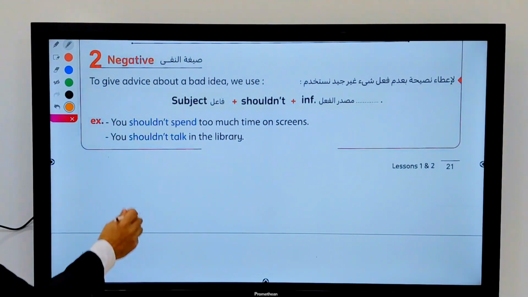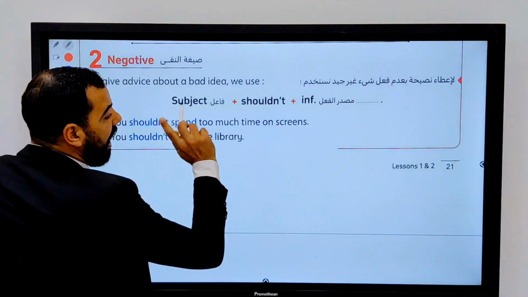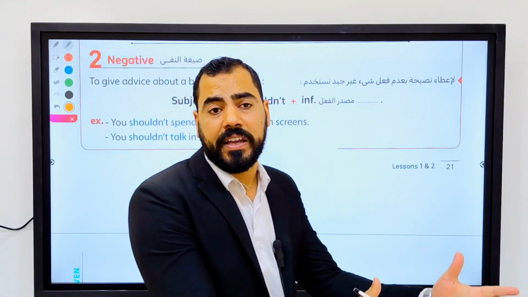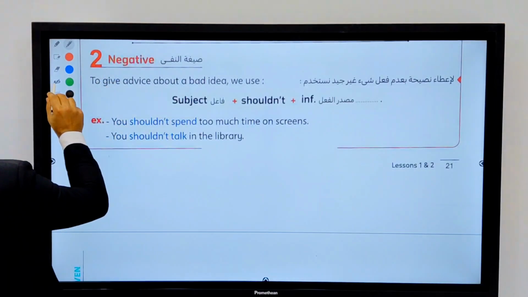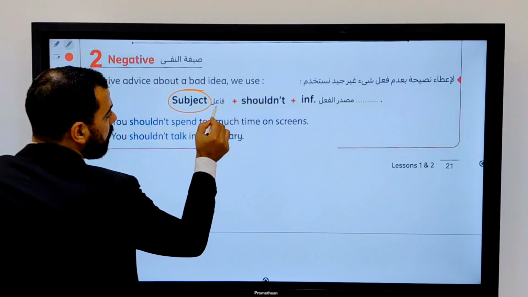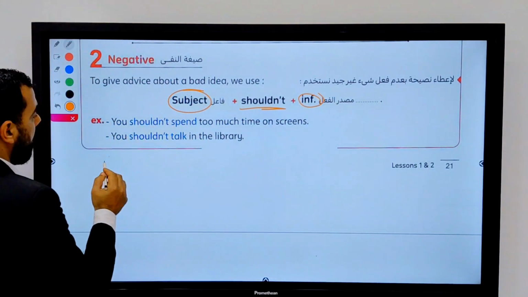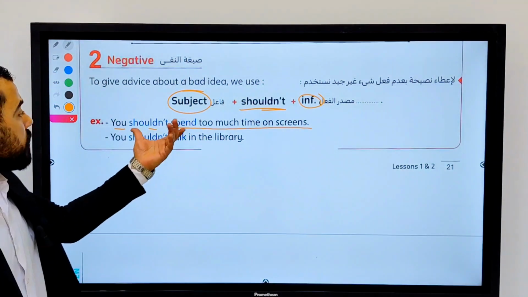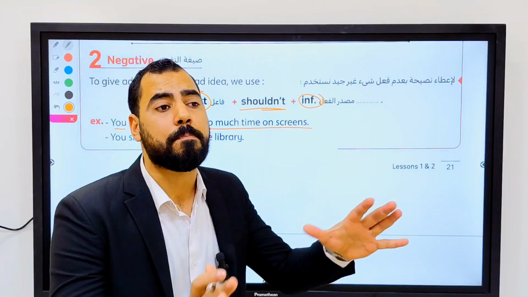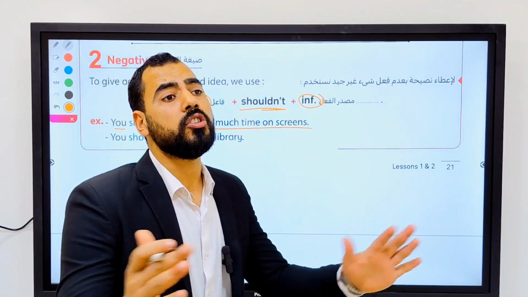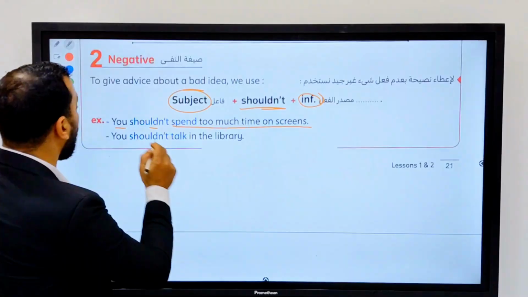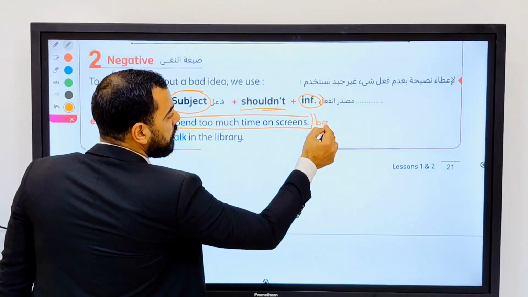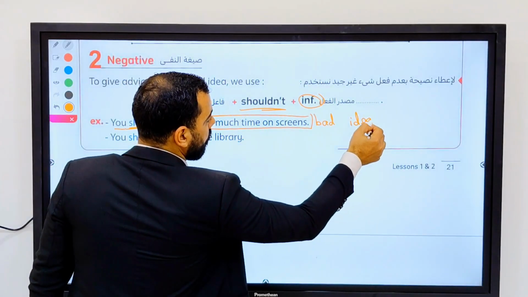Okay, negative. To give advice about a bad idea, a bad idea that you don't want this person to do, we use the negative advice. We use subject, shouldn't plus infinitive. Okay, you shouldn't spend too much time on screens. So spending too much time on screens is a bad idea. You don't want him to do that. That's why you say you shouldn't, because this is a bad idea.